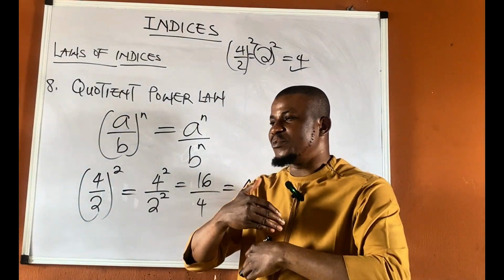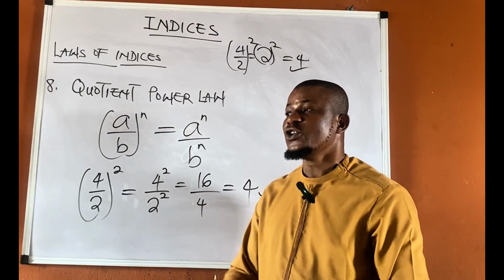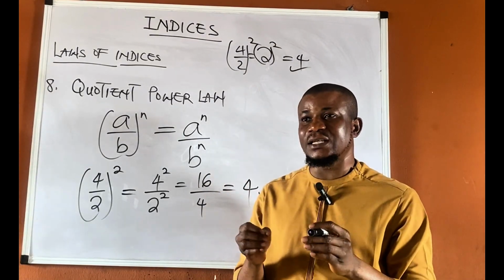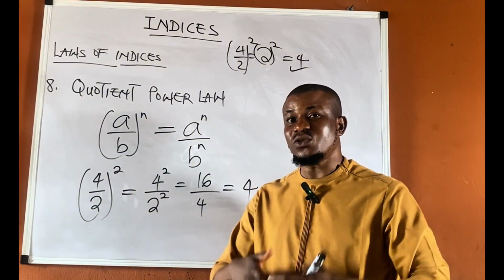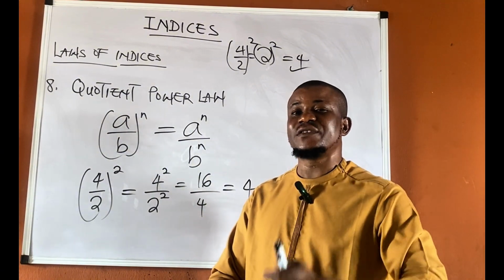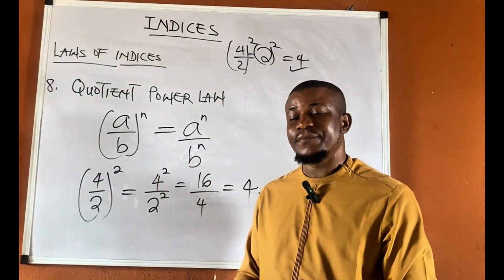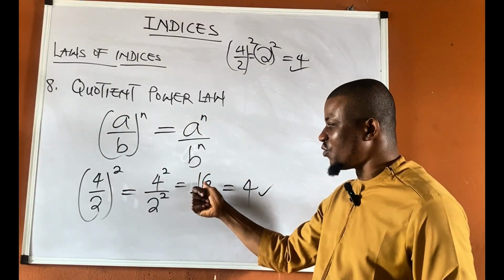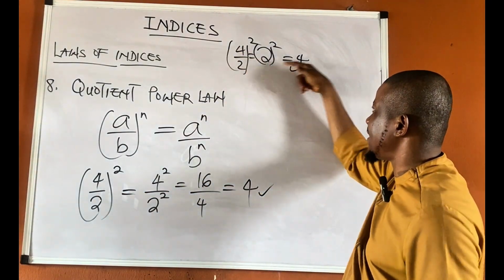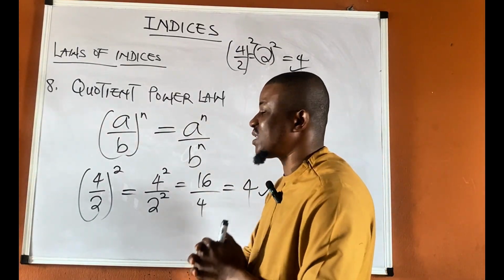There are so many resolutions we can do with the laws of indices. But in mathematics, the most important thing is always working with the simplest method. Because you want to give a solution to a problem fast, use a simple method that gives you the answer quickly. So if I have something like this, I would not want to resolve into this, I just want to simplify like this and get my answer. Okay, so this is the quotient power law. We can see that it holds.